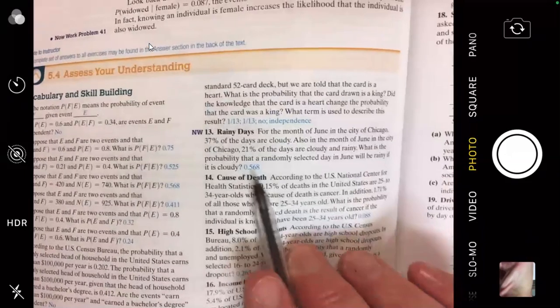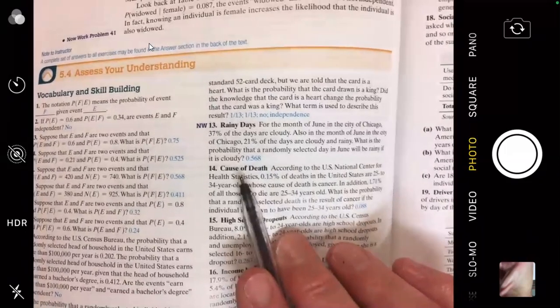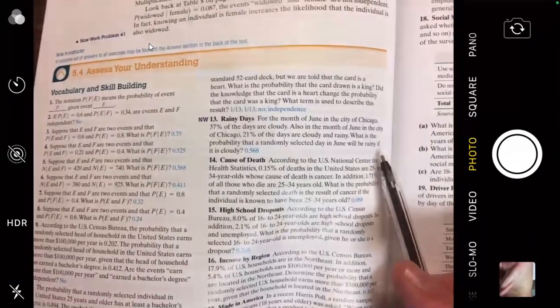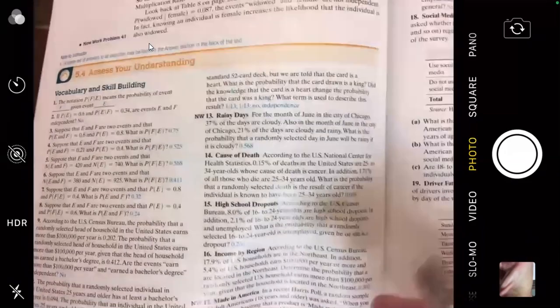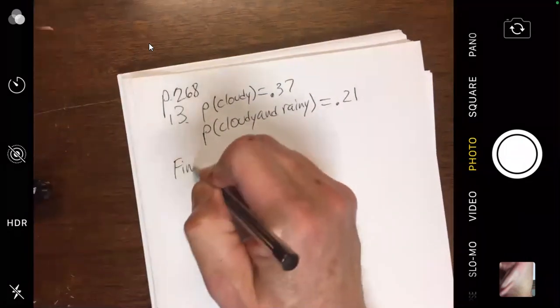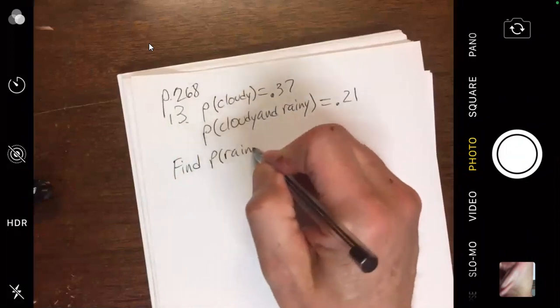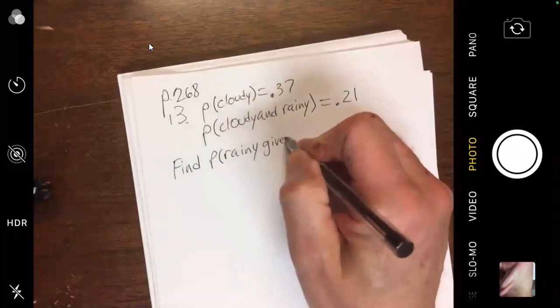Here's what they want you to find. What is the probability a randomly selected day will be rainy if it is cloudy? All right, so they use the word if instead of the word given. They could have just as well said given it is cloudy. They should word them a little more consistent to keep the confusion down, but I didn't write the book. So I would really word it this way: find probability it is rainy given cloudy.